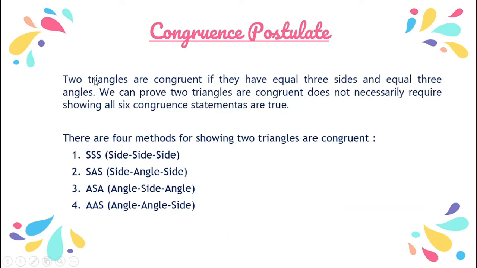Congruence postulate. Two triangles are congruent if they have equal three sides and equal three angles. We can prove two triangles are congruent without necessarily showing all six congruent statements are true.